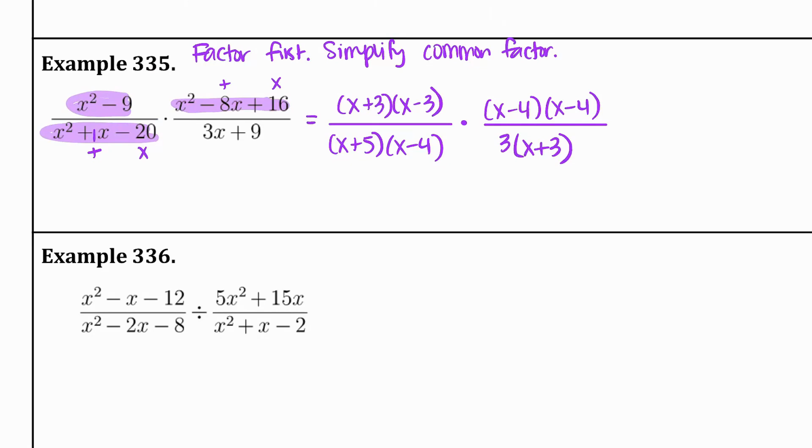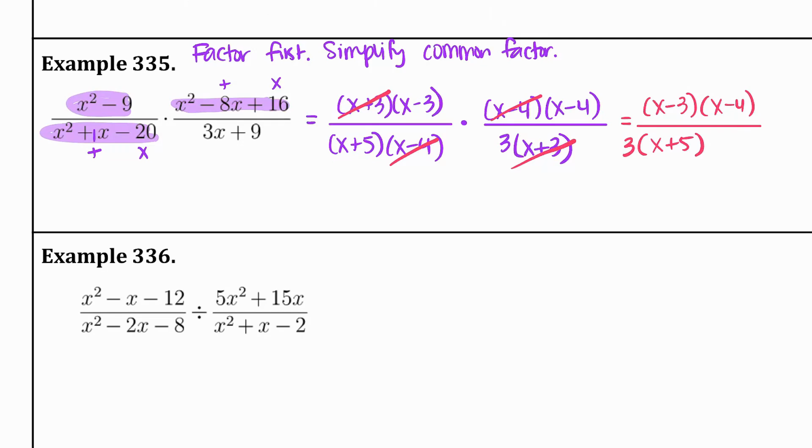All right, we got a lot of binomial factors here. Let's see what we can cancel out. We've got an x plus 3 on top, x plus 3 on bottom. We've got an x minus 4 on top and x minus 4 on bottom. And that looks like our only common factors. So on top, we're left with an x minus 3 times an x minus 4. And on bottom, we're left with an x plus 5 and then a 3. And I'm going to stick that 3 in front just because that's where we generally see it. There's no other common factors.